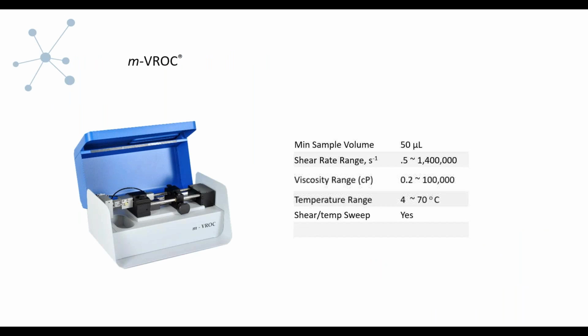And so some of the specifications of the m-VROC are sample volume of approximately 50 microliters. You have a very wide shear rate range from about 0.5 to 1.4 million inverse seconds. A very wide dynamic range of 0.2 centipoise all the way up to above even 100,000 centipoise. Temperature range from 4°C up to 70°C. And we also have an added option where you can go up to about 105°C. And you also have the added feature of the ability to do shear rate and temperature sweeps.